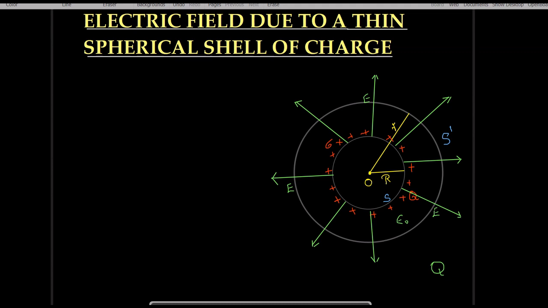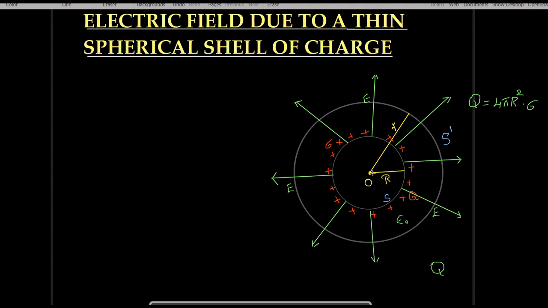So what is the total charge on the spherical shell? We can write Q equal to area of the spherical shell, 4 pi R square, times charge per unit area, sigma. So Q equal to 4 pi R square sigma. That is the total charge on the spherical shell.